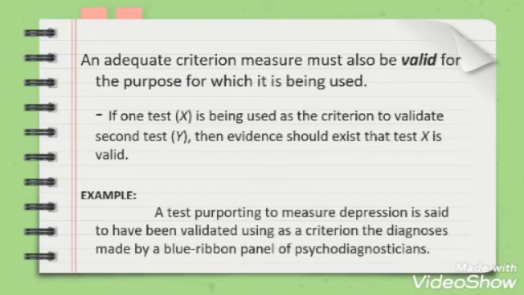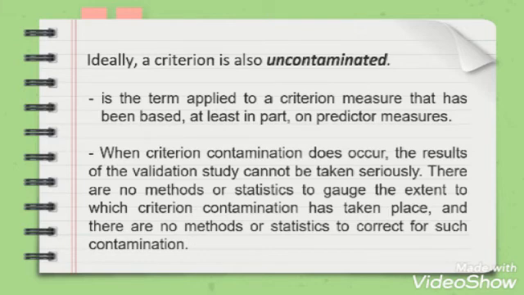Example, a test purporting to measure depression is said to have been validated using a criterion, the diagnosis made by a blue ribbon panel of psychodiagnosticians. A test user might wish to probe further regarding variables such as credentials of the blue ribbon panel and the actual procedures used to validate a diagnosis of depression. Answers to such questions would help address the issue of whether the criterion was indeed valid. Next, ideally, a criterion is also uncontaminated. This is a term applied to a criterion measure that has been based, at least in part, on predictor measures.